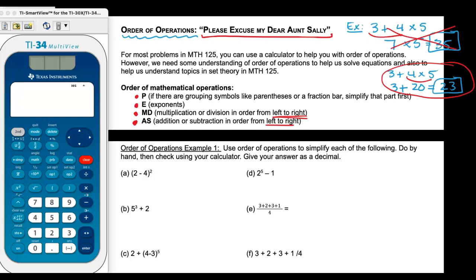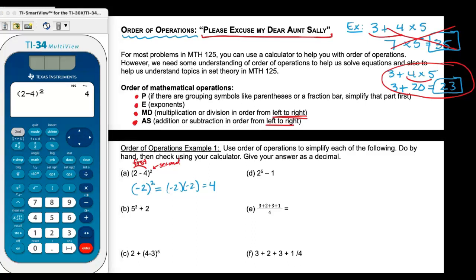And so for A, we've got 2 minus 4 in parentheses, raised to the second power. So if we go through our order of operations, we have parentheses, and so the parentheses need to be done first. And then the exponent is going to be done second. So if I evaluate 2 minus 4, I end up getting negative 2. I'm going to keep that inside the parentheses, and I'm going to raise that to the second power. That means negative 2 times itself, which is a positive 4. And then to double check, I'm going to type that in exactly how it's written on my paper. So 2 minus 4 with parentheses raised to the second power, and you can see I get 4 with my calculator.